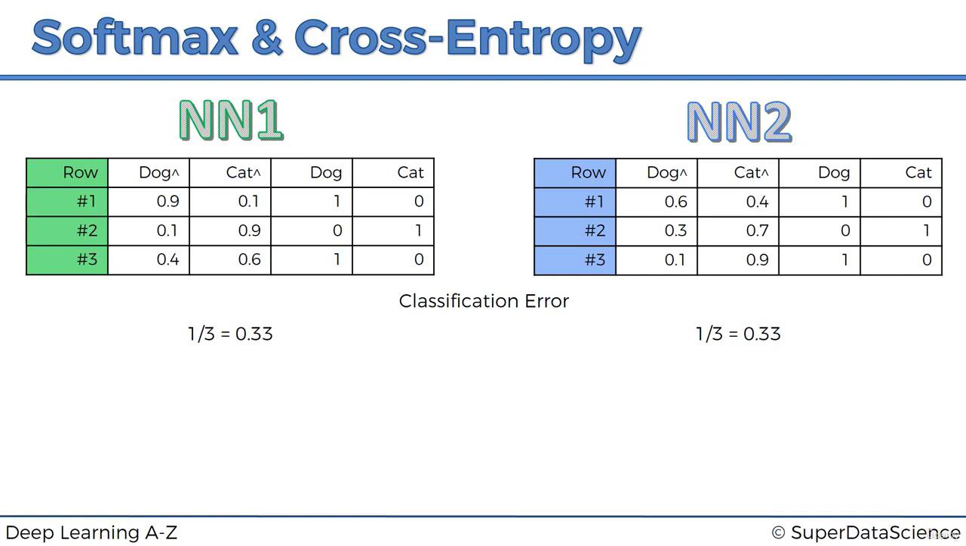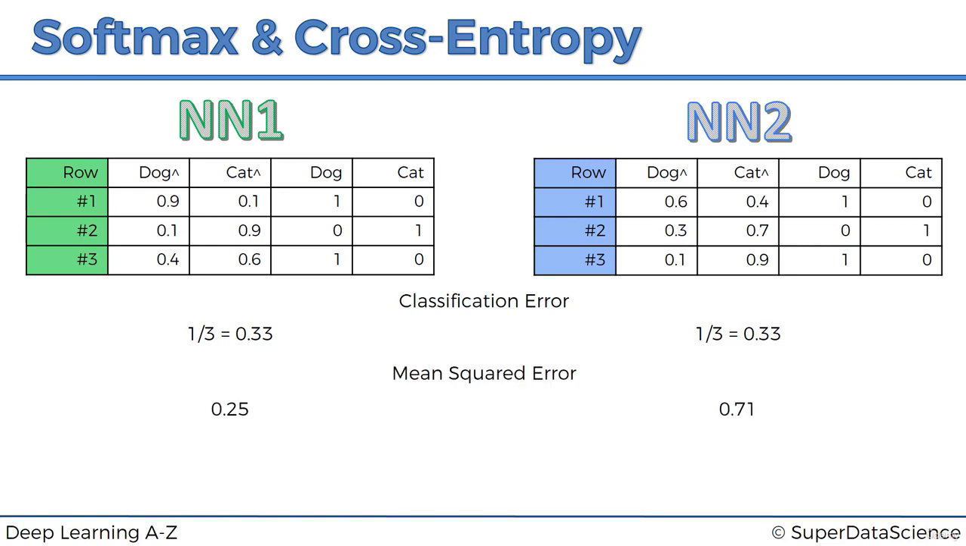And so basically from this standpoint, both neural networks perform at the same level, but we know that's not true. We know that neural network 1 is outperforming neural network 2. That's why classification error is not a good measure, especially for the purposes of backpropagation.